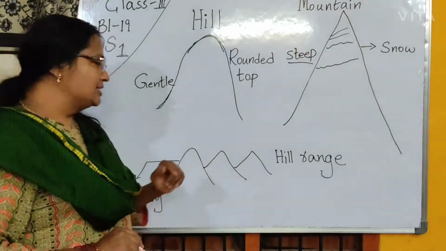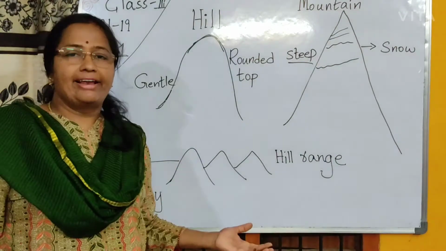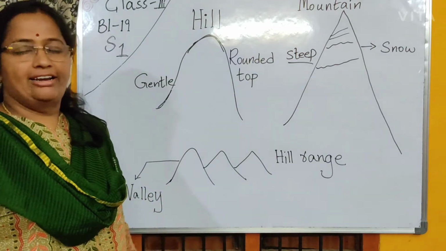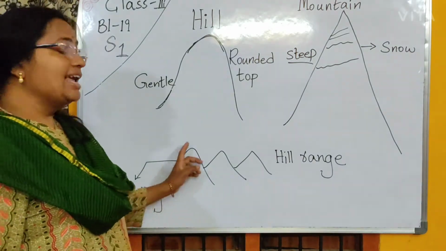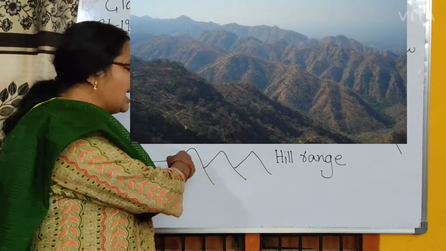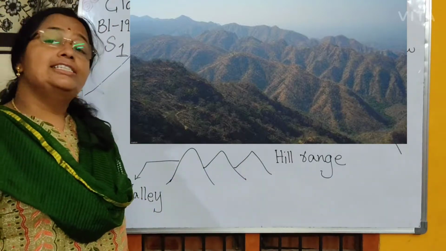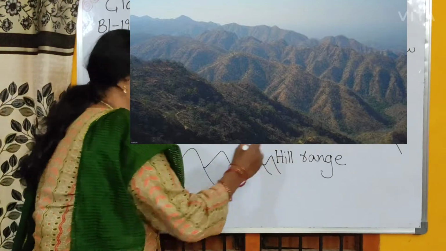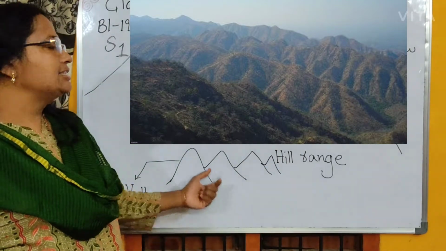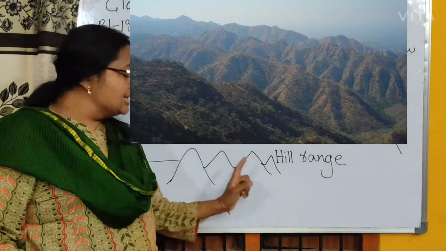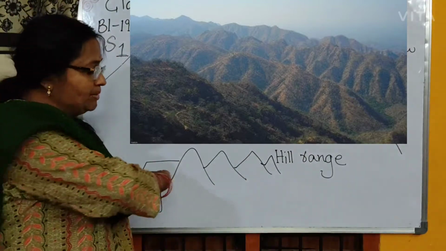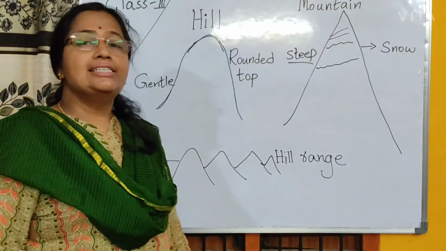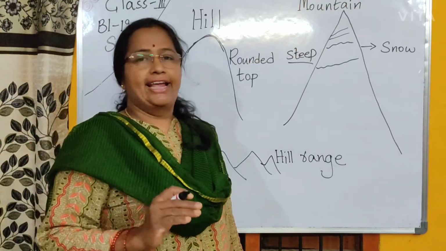And let us now discuss what is a hill range, and what is a mountain range. When a number of hills are arranged in a series, one after another, one after another, if hills are in the same line, then they are called a hill range. What are they called? We call them a hill range.